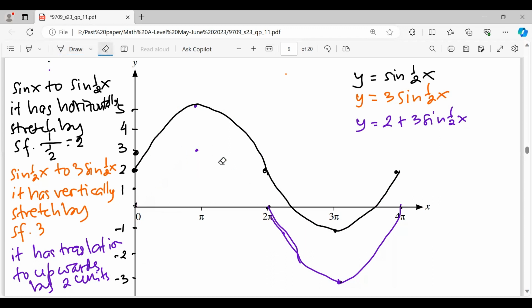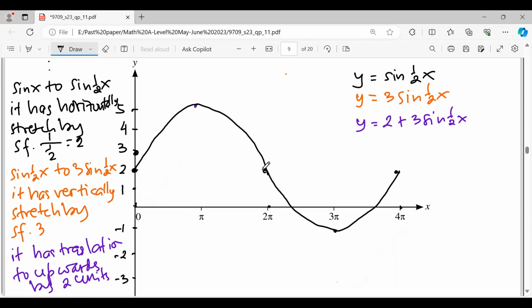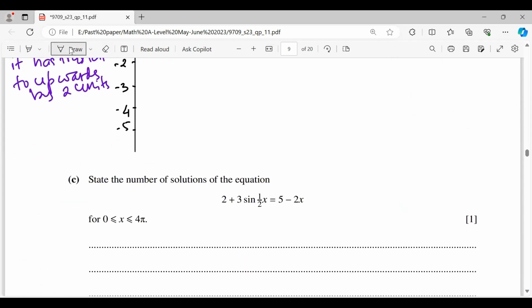I'm going to cancel the previous graph. This is the graph of y equals 2 plus 3 sine half x. Part C, state the number of solutions of the equation 2 plus 3 sine half x equals 5 minus 2x.